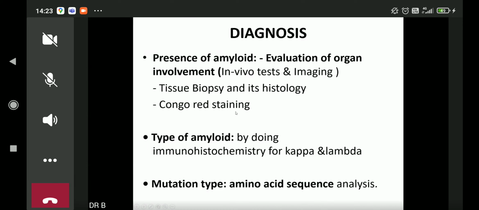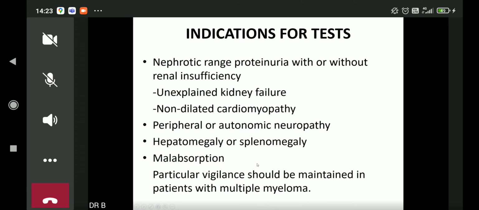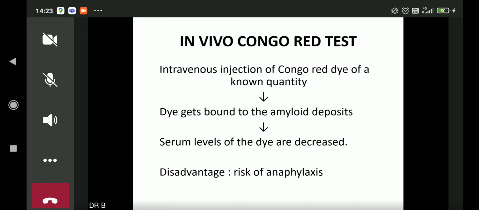Coming on to the diagnosis. How do you diagnose presence of amyloid? So the only way is to demonstrate presence of amyloid in a tissue biopsy. Like I said, Congo red staining. And what are the indications? If a patient has proteinuria, if it is nephrotic range, has unexplained kidney failure, all their investigations are done, kidney failure is not being explained by any other investigation, has a cardiomyopathy, peripheral neuropathy, hepatomegaly, splenomegaly, malabsorption, one should look for amyloid.